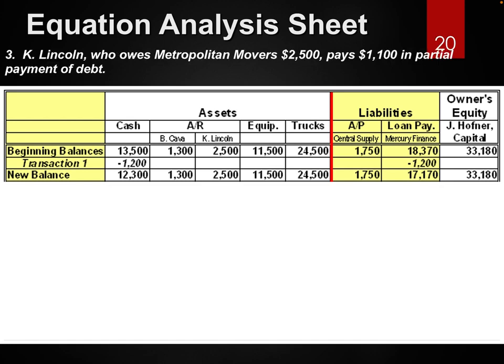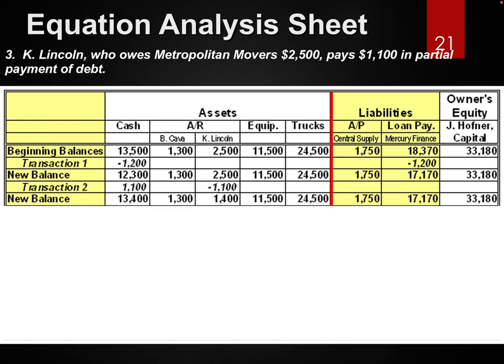Okay, so let's have a look at the next one. Kay Lincoln, who owns Metropolitan Movers, pays $1,100 in partial payment. So if you look at this, we reduce the amount Kay Lincoln owes by $1,100, and we add it to cash. He paid us $1,100 in cash, and that balances.